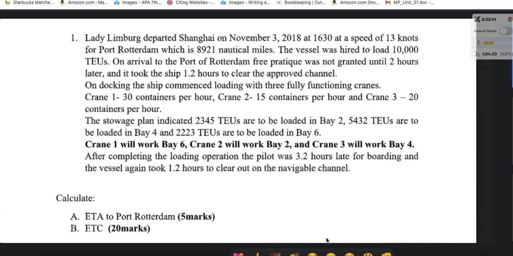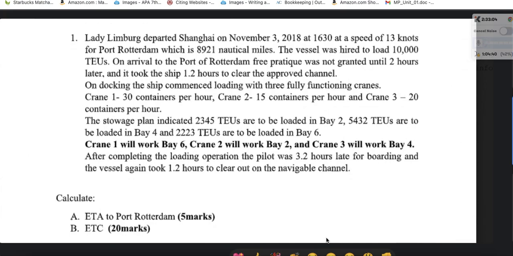Alright, now that 0.16, you're going to times it by 60 to get the amount of minutes. And how much is that, Richie? 9.6, which is about 10 minutes.